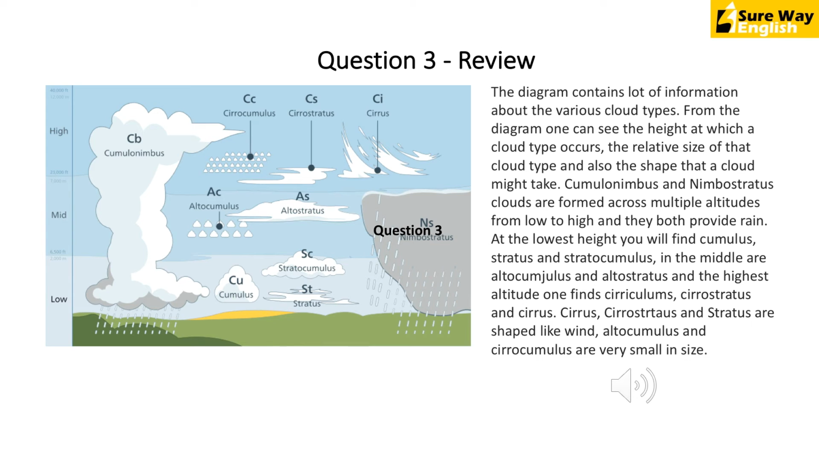An additional detail which possibly could have been added to the response was a bit about the height. So you could have said that from the diagram one can see the height at which the cloud type occurs, which can be less than 2000 meters to up to 12,000 meters. So that's an additional element that could have been added. But when you have only 40 seconds, you have to make a decision. You try to pick the ones which convey the maximum meaning, and that's what was done in this sample response.